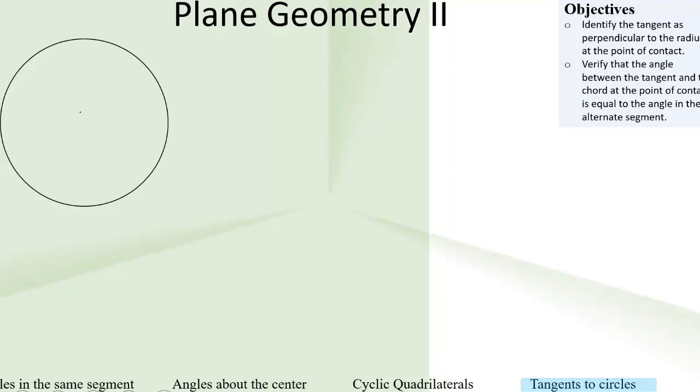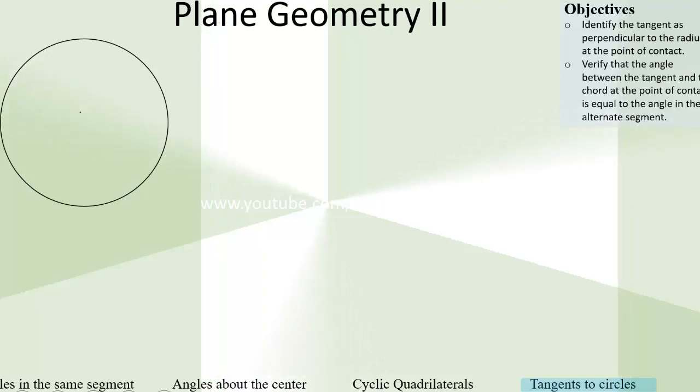Tangents to circles. In our previous video, we tackled angles in the same segment are equal, angles at the center is twice the one on the circumference created by the same arc, then cyclic quadrilaterals has opposite angles adding up to 180 degrees.